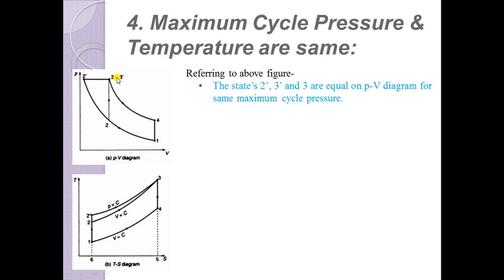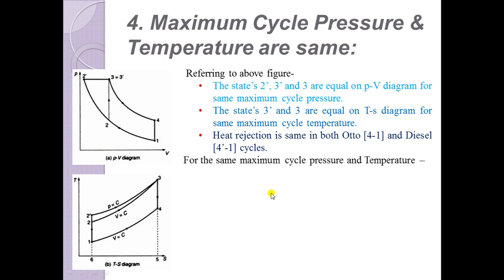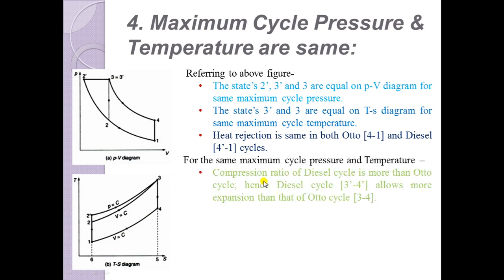2 dash, 3 and 3 dash are equal on the PV diagram for same maximum cycle pressure, and T3 and T3 dash will also remain same because of same temperature. That you can observe in your TS diagram. And heat rejection takes place from 1 to 4 for the Otto cycle as well as the diesel cycle in your TS diagram. For same maximum cycle pressure and temperature, the first observation you can make is that compression ratio of the diesel cycle is more than that of the Otto cycle.